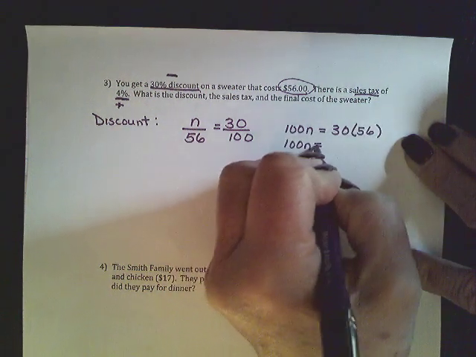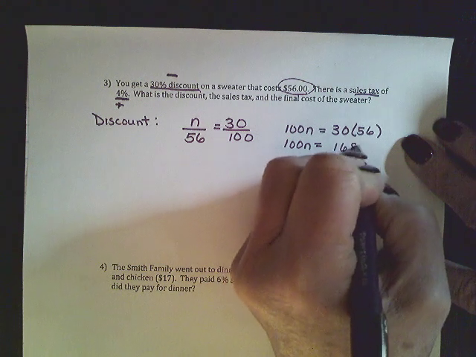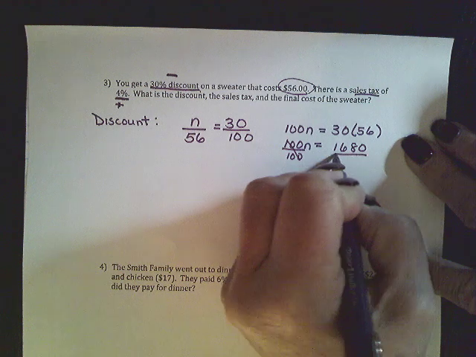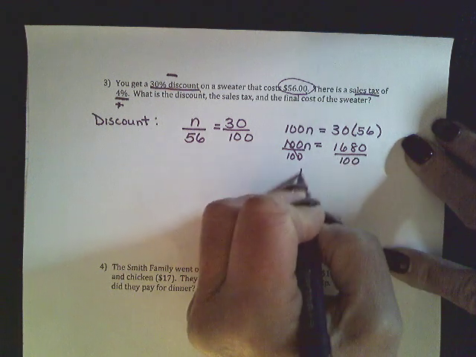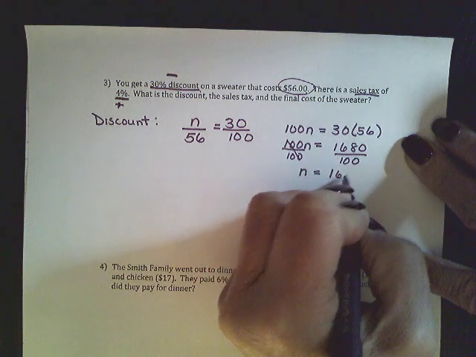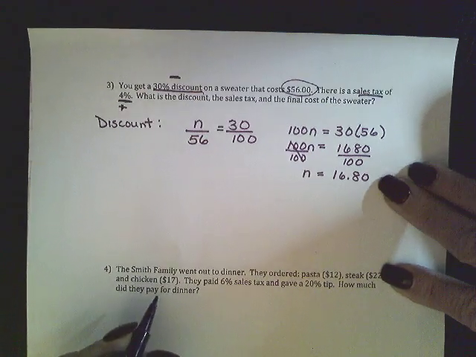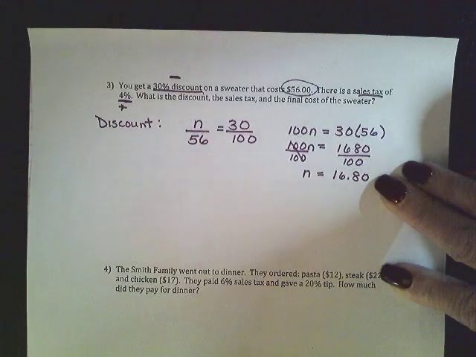100N equals 1,680. When I divide by 100, none of this is new, N is equal to 16.80. Okay, so my discount is $16.80. Before I find my sales tax, I need to subtract that.